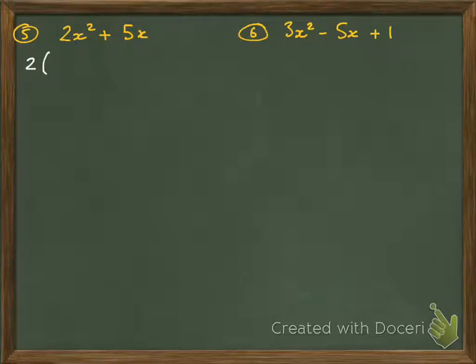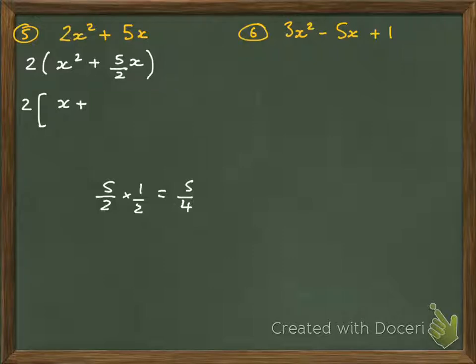So we take a 2 outside the bracket, we'll have x squared plus 5 over 2x inside the bracket. Okay, then we can now complete the square of what's inside the bracket. So we'll have 2 brackets. So if I complete the square on this, I'll have x plus, if I half 5 over 2, so that would be 5 over 2 times a half. So that would be 5 over 4. Okay. So inside the bracket, I'll have x plus 5 over 4 squared. Take away 5 over 4 all squared.